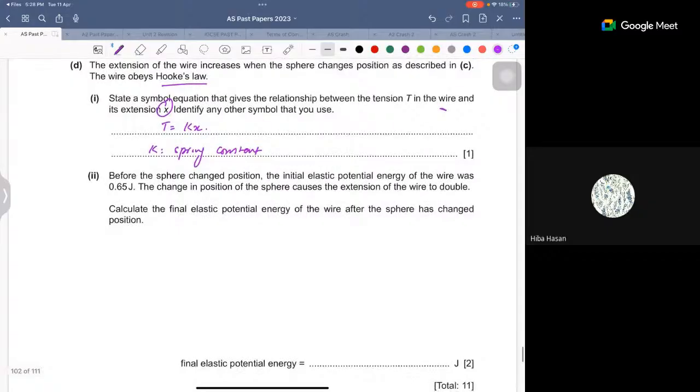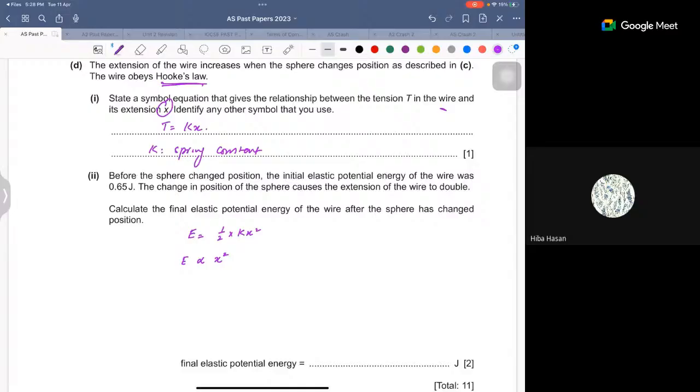Before the sphere changed position, the initial elastic potential energy of the wire was this. The change in position causes the extension of the wire to double. Okay, calculate the final elastic potential energy of the wire after the sphere has changed position. Okay, we can do that. It's not difficult. So elastic potential energy is half kx squared. k never changed because it is following Hooke's law. So energy is proportional to x squared.